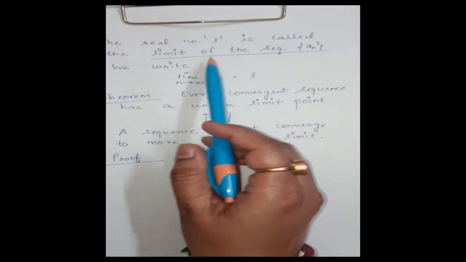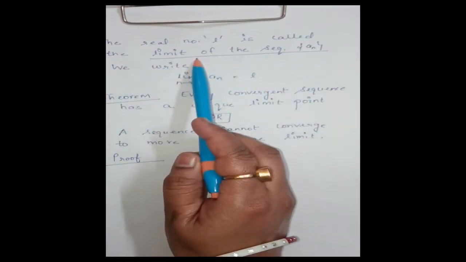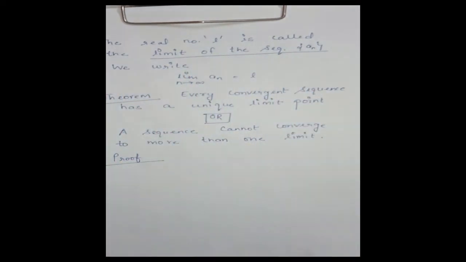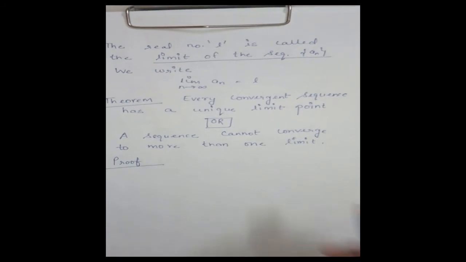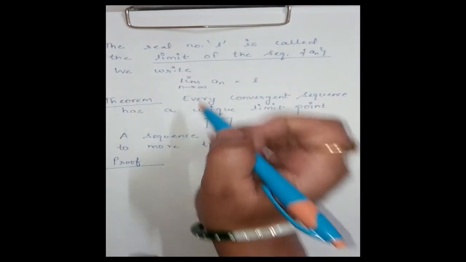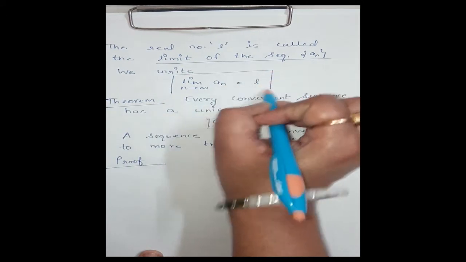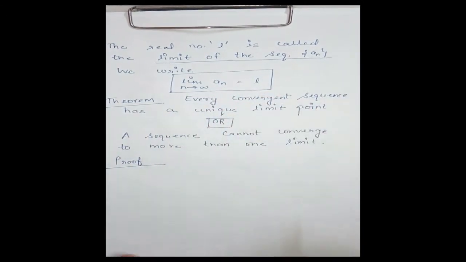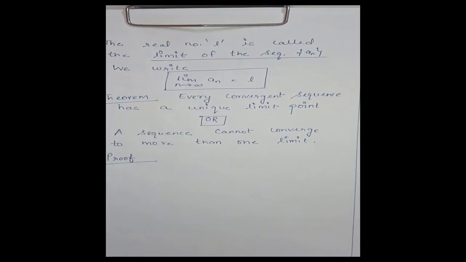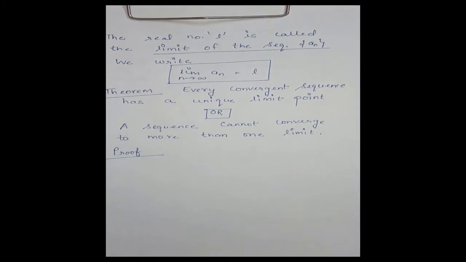The real number L is called the limit of the sequence. This number L is called the limit of the sequence a_n, and we write this as limit n tending to infinity a_n is equal to L. This is the notation. Clear?